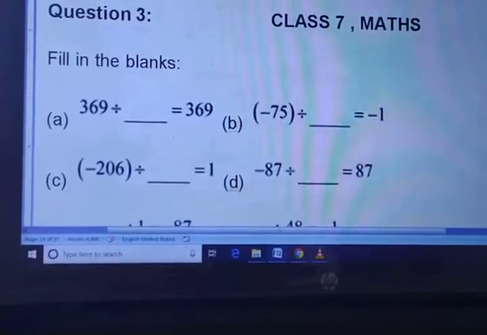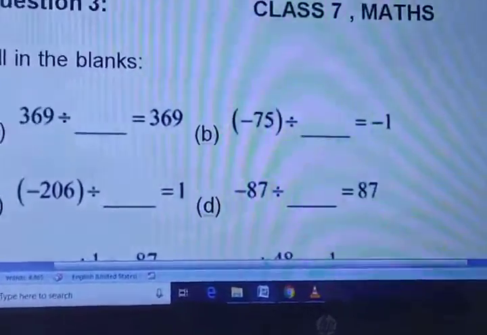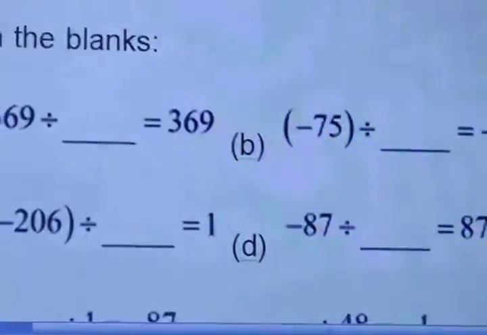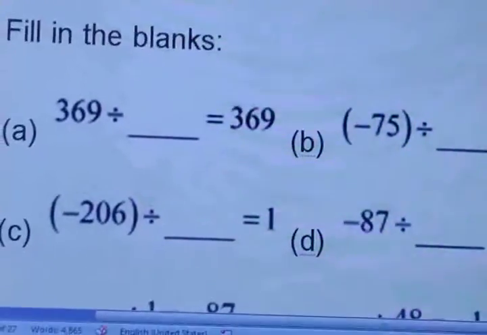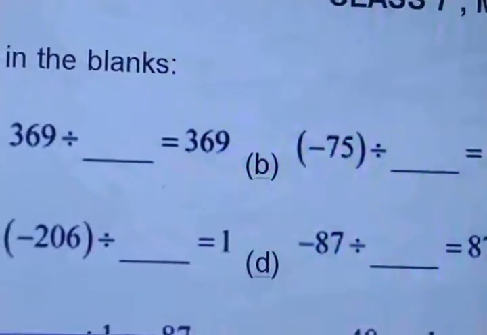369 divided by which number, so the result will be 369. Can you tell me which number should be divided so you can get the result 369? This is the first question. As you can see in question A, 369 divided by which number, so the answer will be 369.